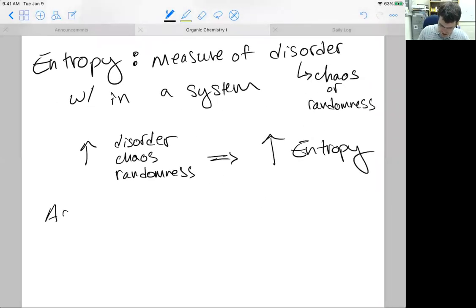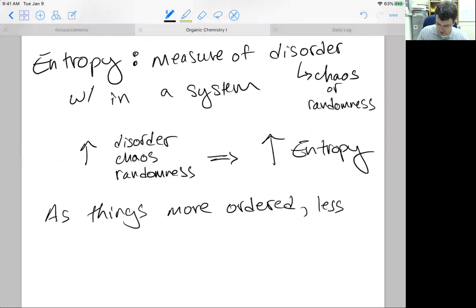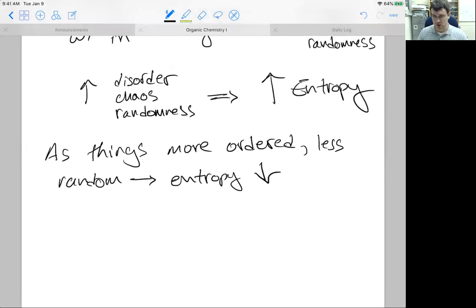So as things become, let's put it this way, more ordered, less random, that is, as patterns start to emerge, for example, entropy will do what? Well, entropy will go down. The value of entropy, however we quantify it, will now go down. Okay, so that's entropy. It's a level, it's a measure of randomness and disorder.